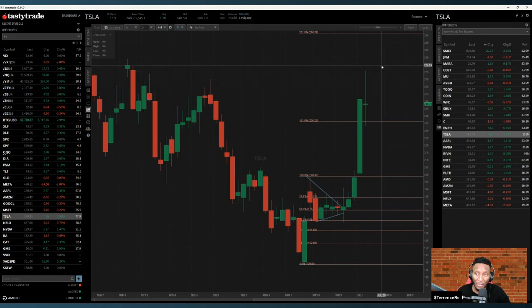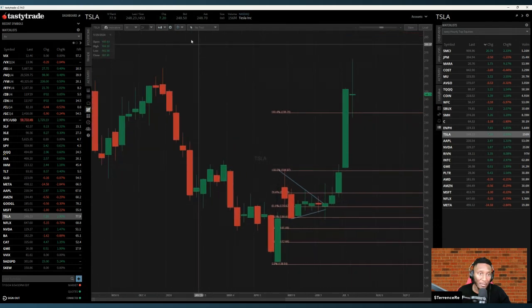Take out 271, I would get long. Take out what is that low? 233. Take this low out, and maybe you can get short into this level, something like so. So that's my thesis on Tesla.